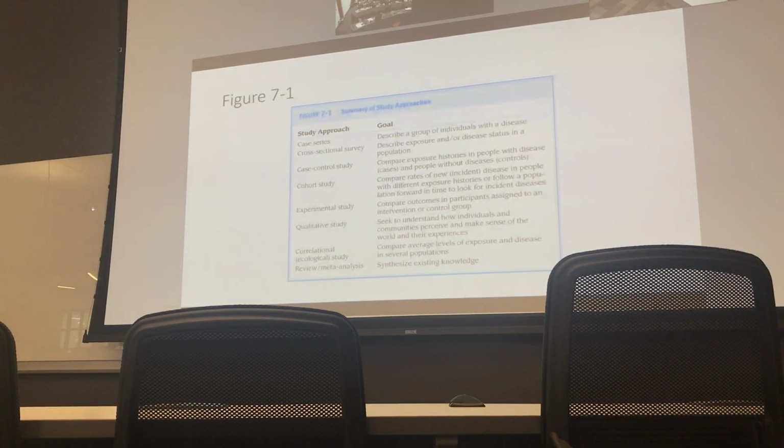Then you have case control studies, cohort studies, experimental studies, qualitative studies, correlational studies, and then meta-analysis. For the rest of the presentation, we're going to go through the rest of these study approaches and their goals. All right?